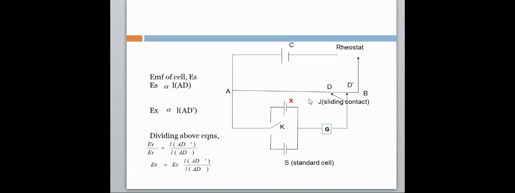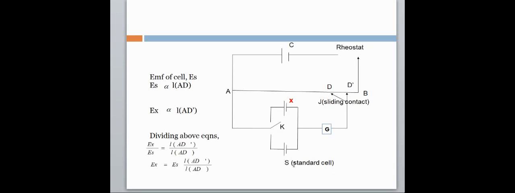Okay, and for EX it shows at the jockey, the sliding contact, which gives a reading at D dash, so it becomes AD dash. So EX is directly proportional to the length of AD dash. So dividing the above equations, what do I get? EX upon ES is equal to length AD dash upon length AD. Therefore, EX is equal to ES times length AD dash upon length AD.